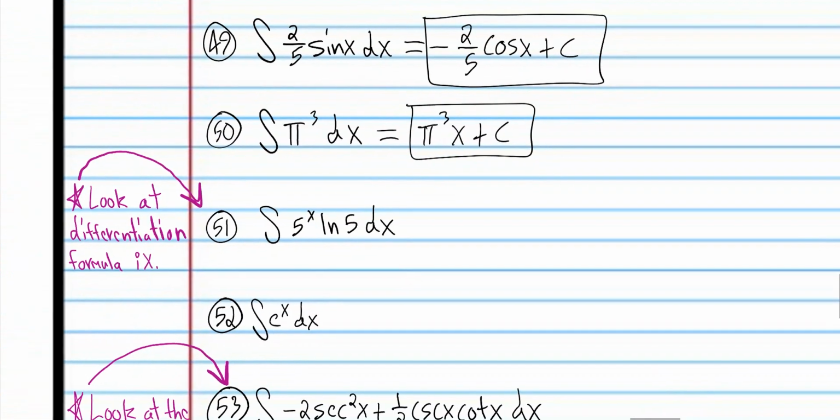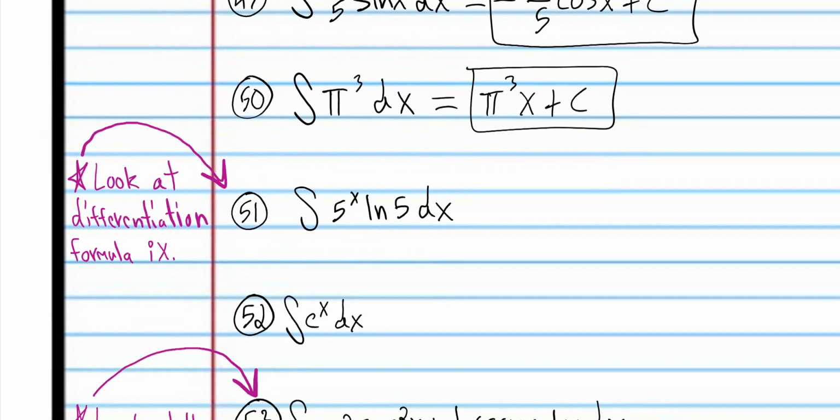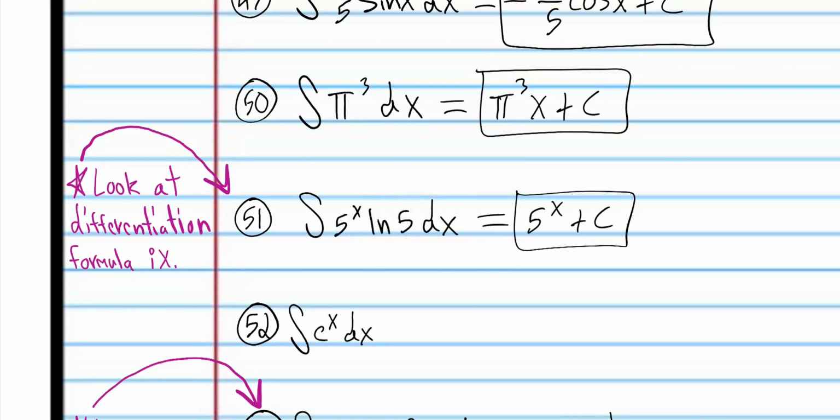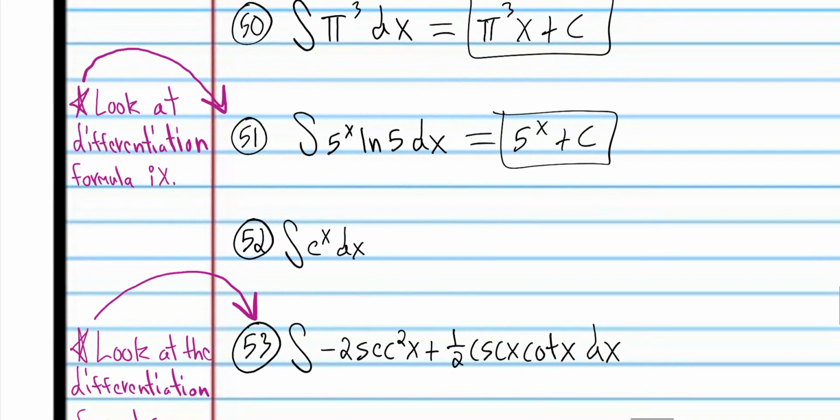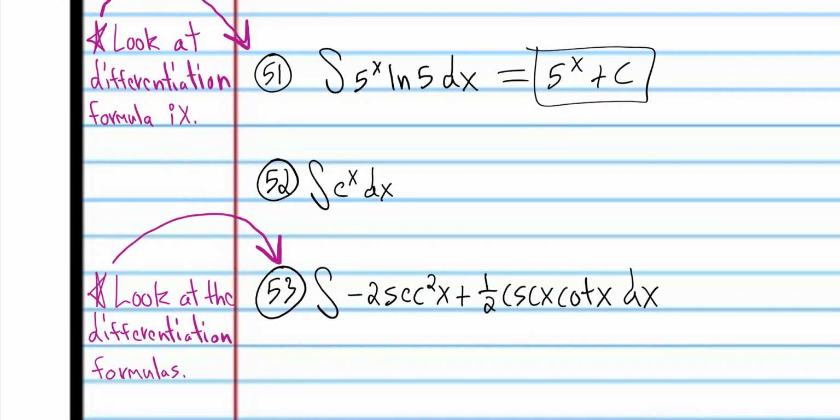So now you need to look at differentiation formula number 9 for this one. That'll help you quite a bit. When you come back, we'll do it together. Okay, we're back. If you used the differentiation formula, that was an easy problem. But if you didn't, that may have been a little challenging. So try number 52. When you come back, we'll do it together.